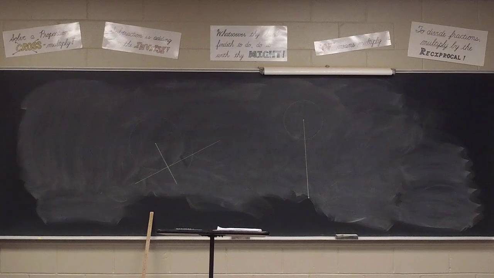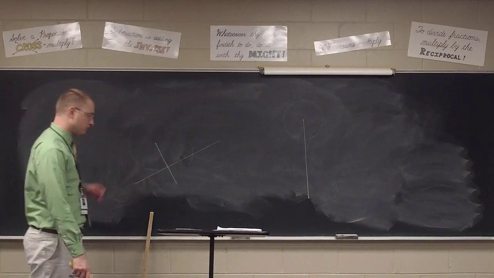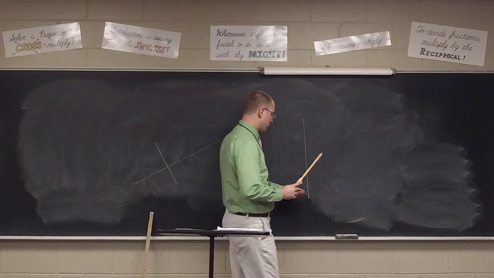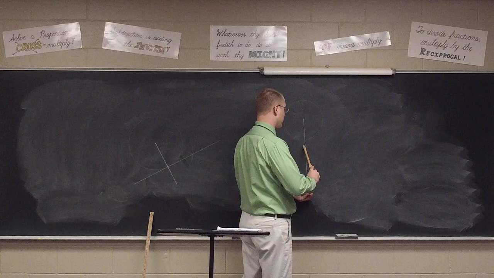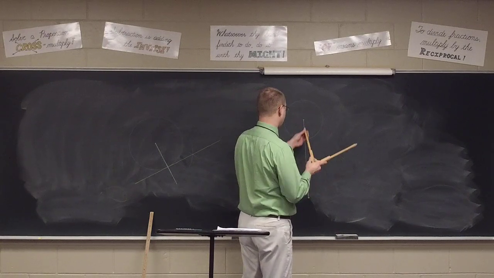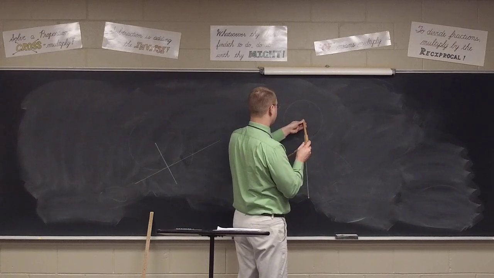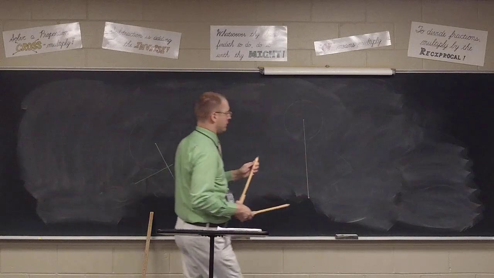Then what should I do? Audrey? We need to find the midpoint. How do I find the midpoint of that line? Good, we're going to construct the perpendicular bisector of the line. So again, open that compass more than half. Arc to one side, arc to the other, go up top, to the center, arc to one side, arc to the other.